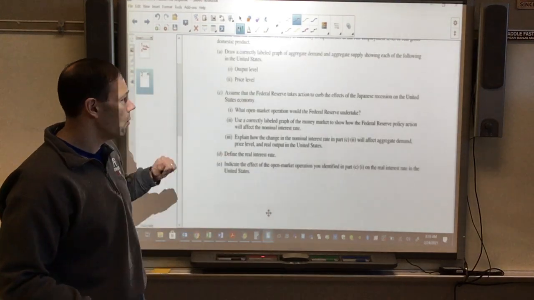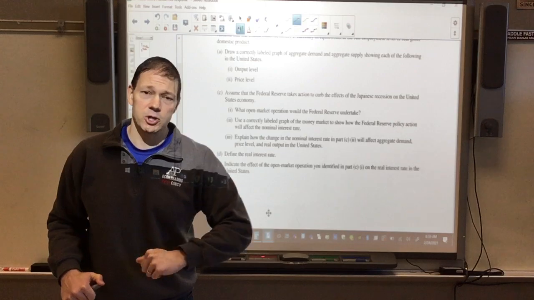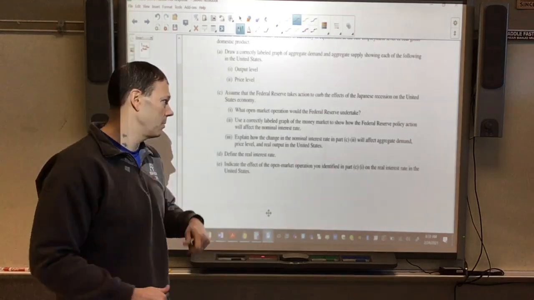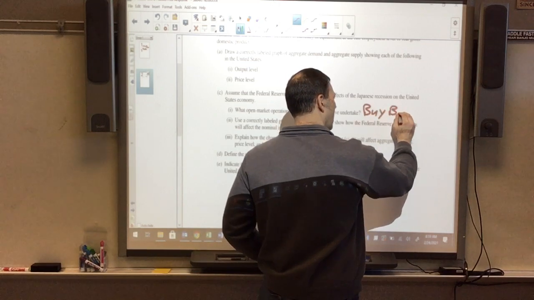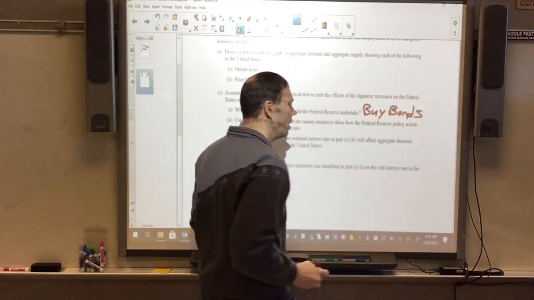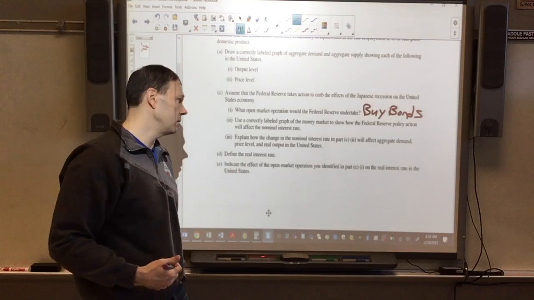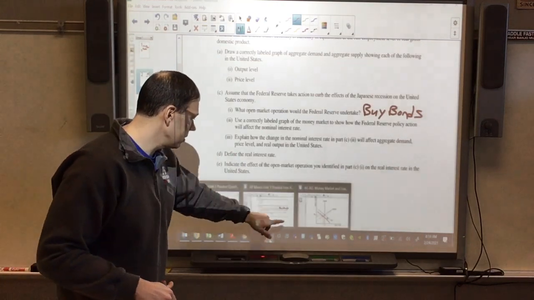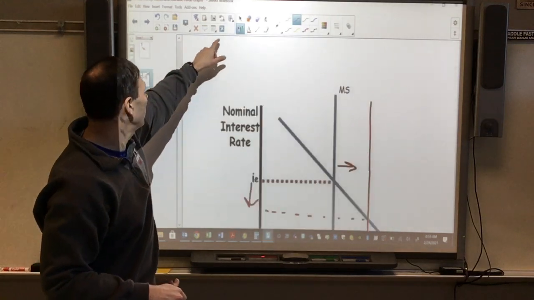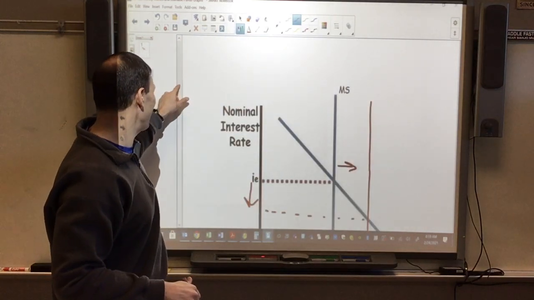So, letter C, what is the Fed going to do when we're in recession? They want to put money in the economy. How do they put money in? They buy bonds. That's the open market operation they would undertake. They didn't ask for an explanation, but you buy, you put money in the economy. Now, what happens to nominal interest rates? Let's go back to our money market graph, and it's going to look exactly like this.